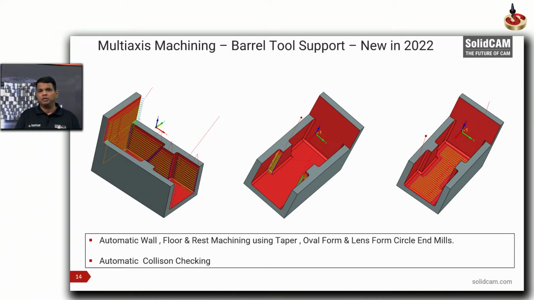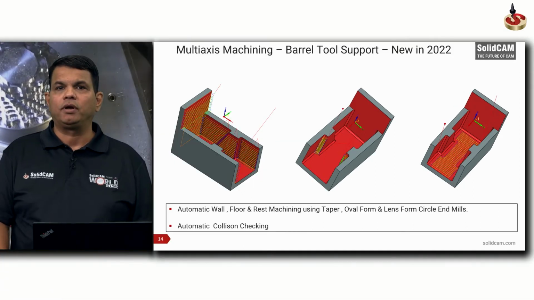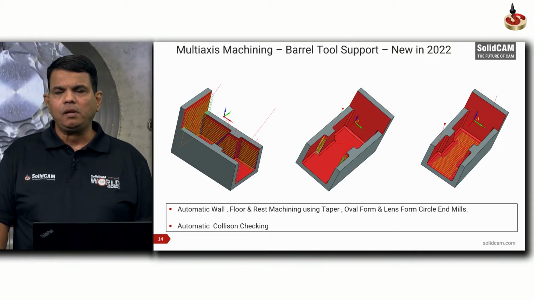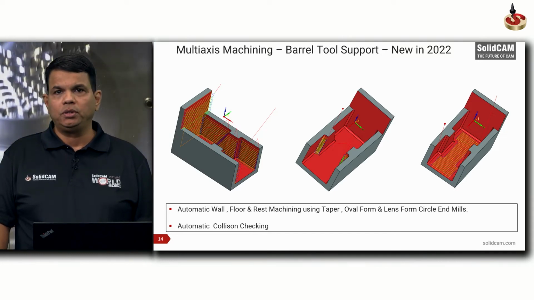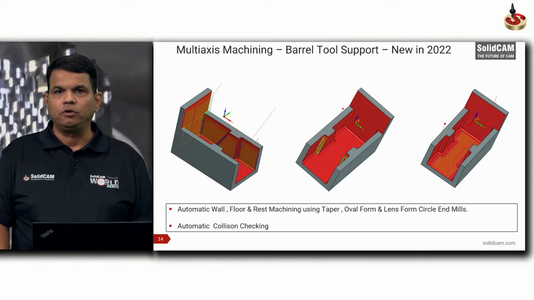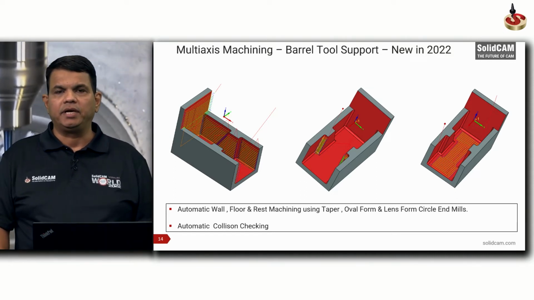It machines all the walls and floors by the step over that you have defined, calculating the most optimal tilt angle to allow the barrel shape or the lens shape to be in contact with the floor or wall accordingly. The collision checking, as usual, happens automatically in the background, and you get safe, efficient, and collision-free toolpaths in multi-axis machining.